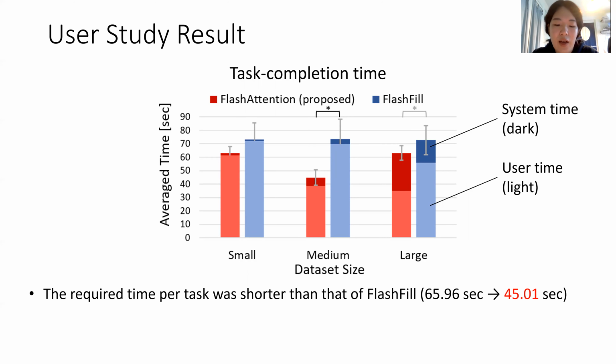This figure shows the average time required to complete one task for each dataset size. Dark colors represent the system computation time, and the light colors represent users' thinking time. The average required time using our interface was shorter for all 3 dataset sizes.